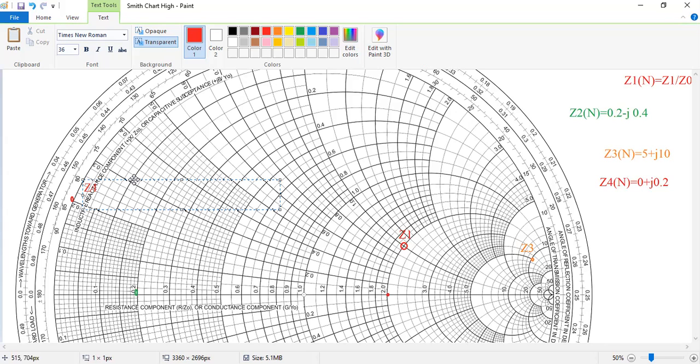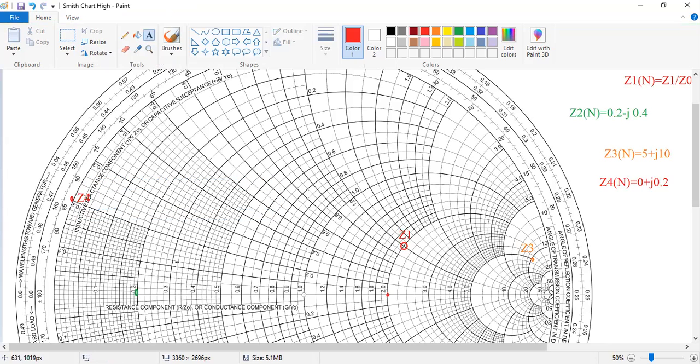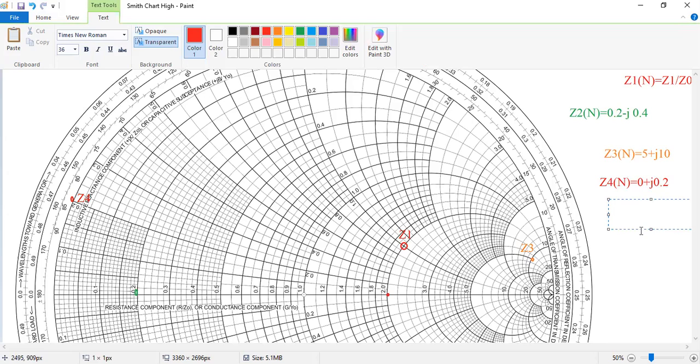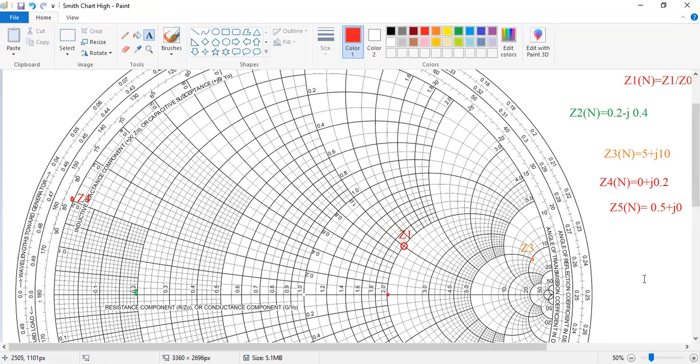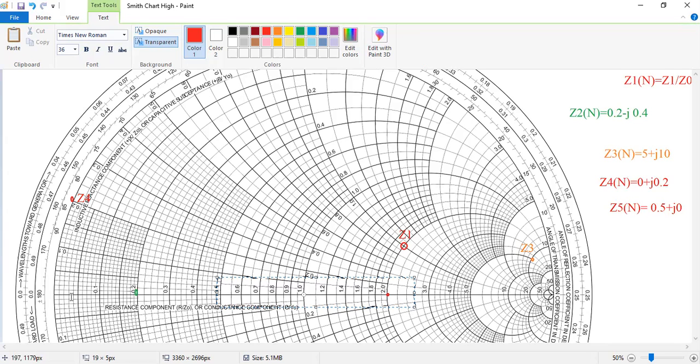This is Z4. This point is Z4. Okay, we'll take another one, that is Z5 normalized equal to 0.5 plus j0. So 0.5 is simply on the real axis, the horizontal line. Yes, point 0.5. Okay, and j0, where is j0? j0 is here. It is horizontal only.